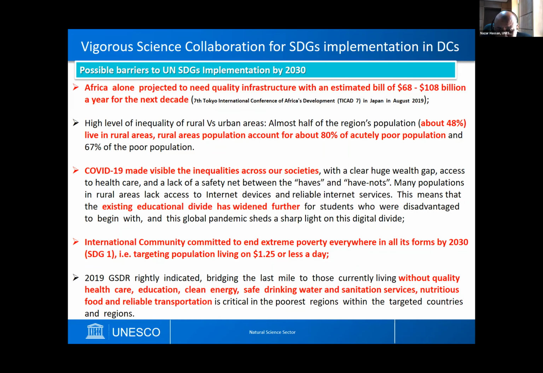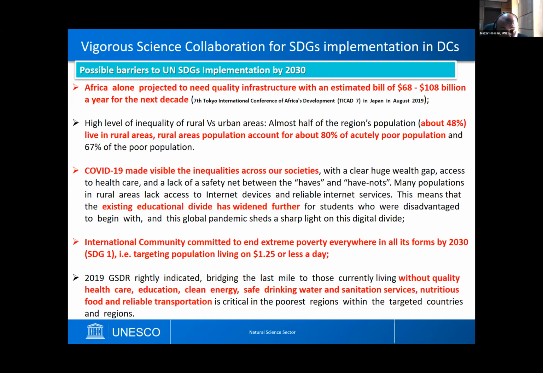Now, on the other side, for UN SDGs implementation, you have a strong barrier. Again, Africa alone is projected to need about 100 billion a year for the next decade. There is a high level of inequality between rural and urban areas. Almost 50% of the regional population live in rural areas, while rural areas also account for 80% of the actual poor population. Of course, COVID-19, as everybody said, made visible the inequalities across our societies, with a huge wealth gap, access to healthcare, and a lack of safety net between the haves and have-nots. And that means that the existing educational divide has widened further for those students who lack access to internet devices and reliable internet services.